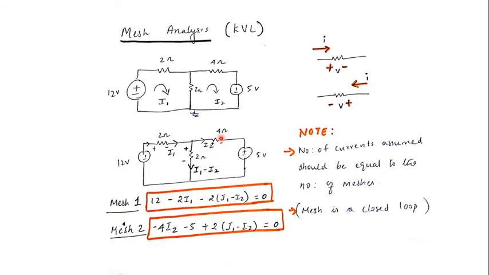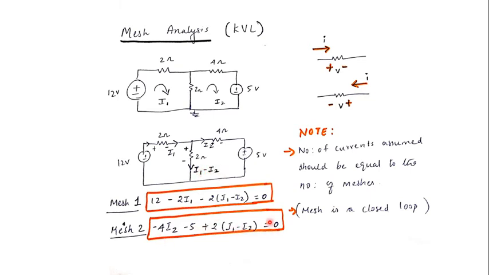So now I'm starting from here. The current is going in this direction, so plus and a minus. What is the voltage drop? It's the resistor times the current, so minus 4 into I2. And now, going in this direction with a polarity of plus and minus, I say minus 5. Then I'm going up here, so it's a minus and a plus, ending with a plus, so plus 2 times (I1 minus I2). That's my mesh 2 equation, equated to 0.